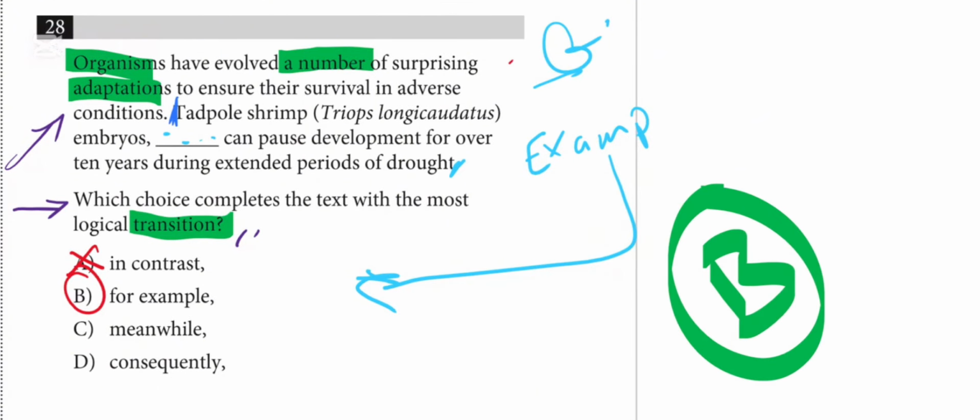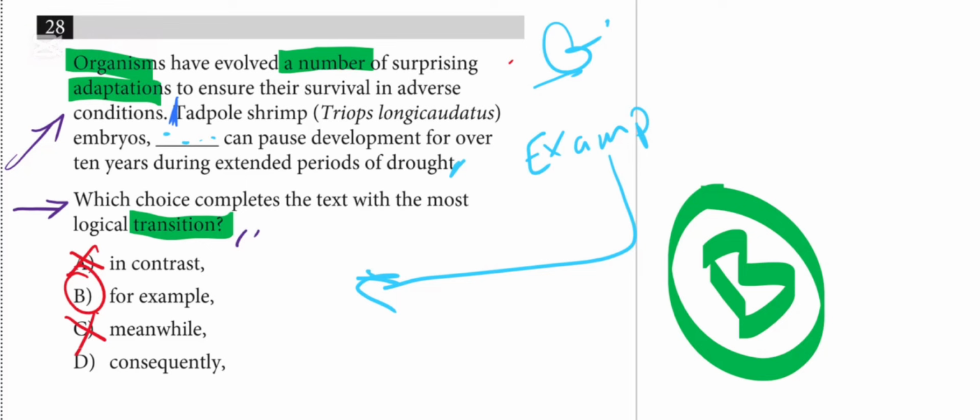And also we're gonna go through the other two answer choices. Meanwhile is not correct because meanwhile means that the two actions presented in the two sentences happen at the same time, which is not the case in here. So C is not correct.